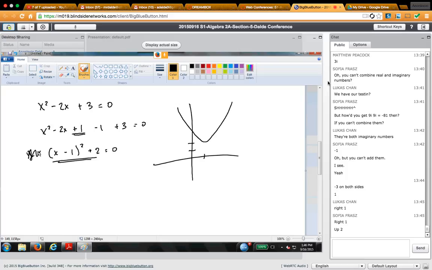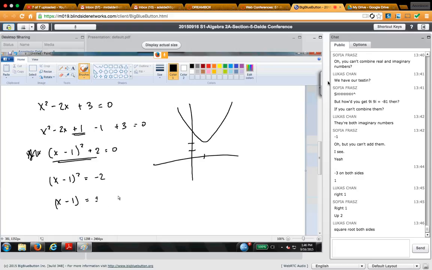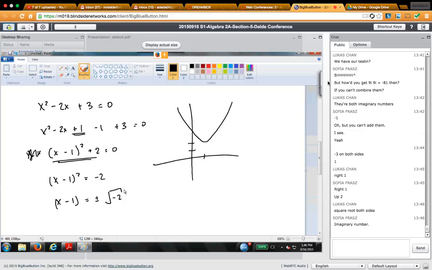Okay. So if we set this equal to 0, this becomes x minus 1 squared equals negative 2. I took the 2 over to the other side, if that's all right with you. I'm going to take the square root of both sides. X minus 1 is equal to plus or minus the square root of negative 2. Therein lies a problem. We've got an imaginary number.